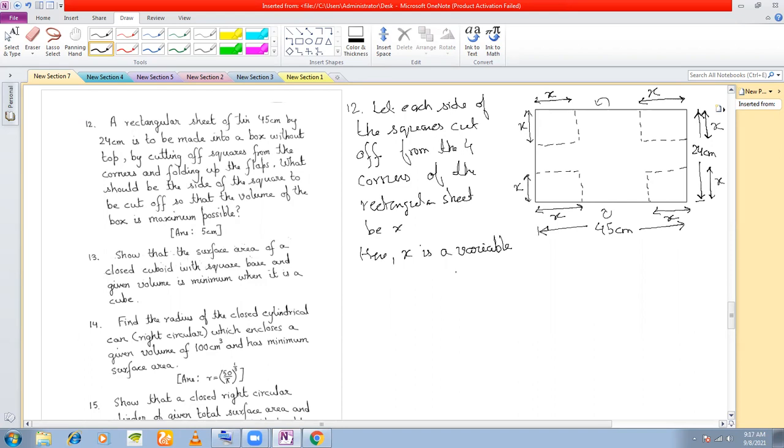Now what is the length that is left here? What is the length of this box here? Length of the cuboidal box, this should be the length. What is this length here? 45 minus 2x, right? What should be this length here? 24 minus 2x, right? So these two, if you see, form the base. Which one forms the height? This forms the height of the box, right?